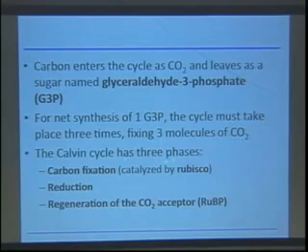And the Calvin cycle has 3 phases to it. The carbon fixation phase that's catalyzed by a really important enzyme called rubisco, then the reduction phase, and finally regeneration of the acceptor molecule for carbon dioxide, which is ribulose bisphosphate. Right, so let's just walk through the steps of the cycle.